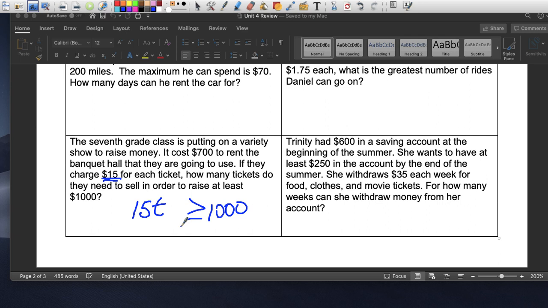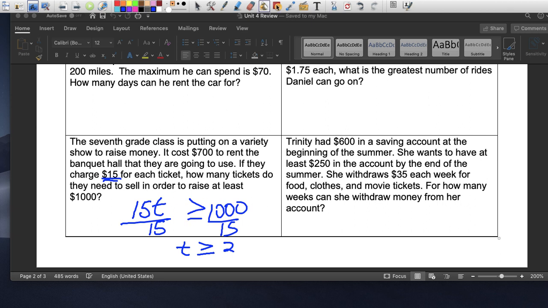Let's see how many tickets they need. So divide both sides by 15. The number of tickets that they need to raise $1,000. Alexa, what's 1,000 divided by 15? 1,000 divided by 50 is 20. Why don't I use Alexa?